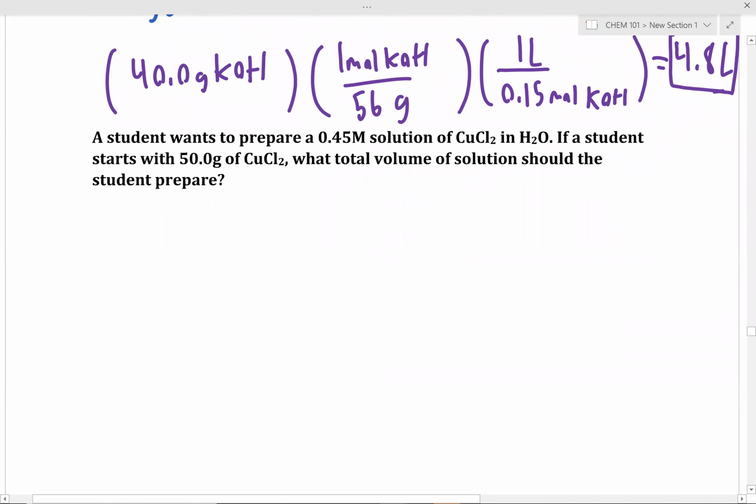So I'd like you to process: if you want to prepare a 0.45 molar solution of copper chloride in water, if you start with 50 grams of copper chloride, what total volume of solution should you prepare?